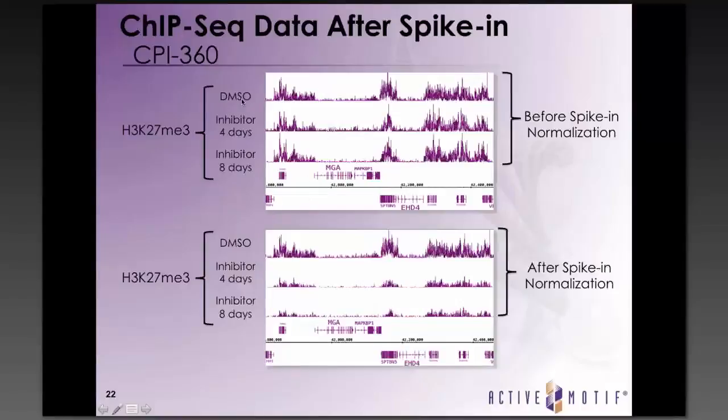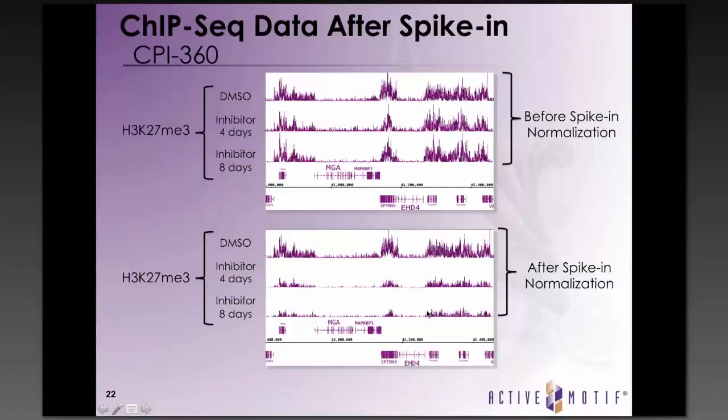Here we had DMSO-treated samples, 4 days of inhibitor and 8 days of inhibitor. Using our normal strategy, we see no differences in binding across those samples. After the spike-in, we see that we now have a dramatic reduction both at 4 days and 8 days.